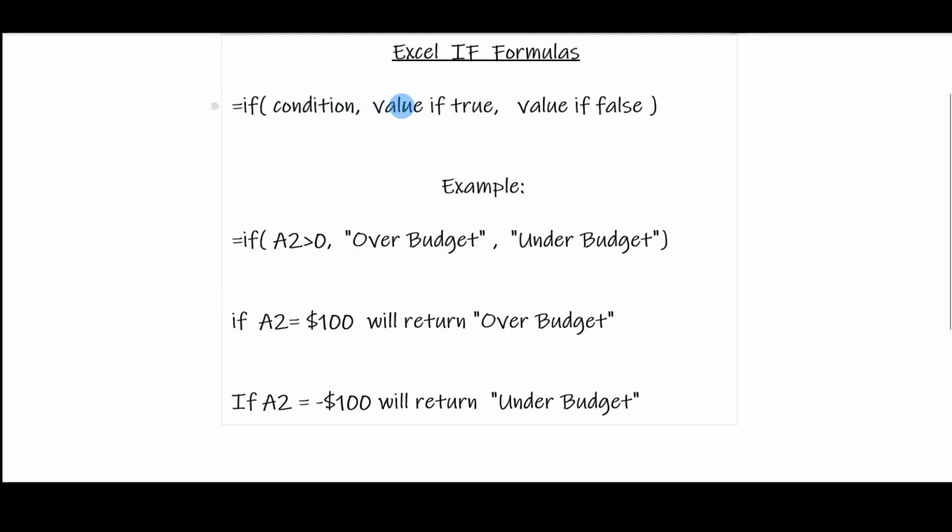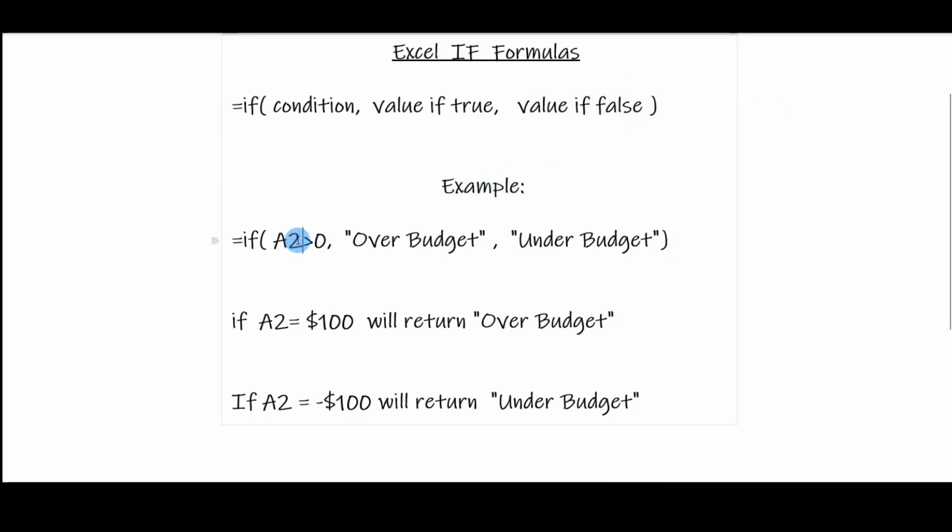Our second parameter is value if true. If that condition is met, what value shall we return? If that condition is not met, meaning it would be false, what value should we return if the condition is false? So let's go ahead and take a look at an example.